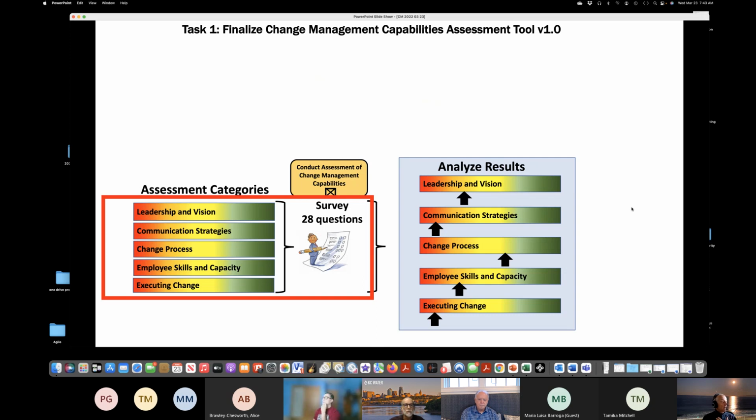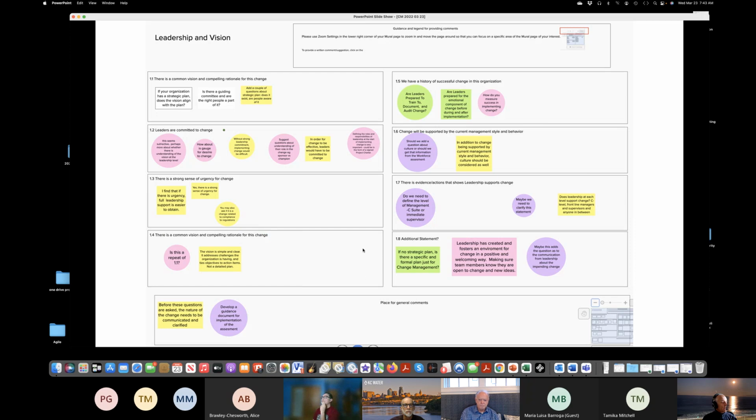And how are we going about this? We put together several pages in Mural. At our previous meeting, people provided different notes on the questions that we had, and they could also make general comments, or add additional statements that we didn't include. So we're trying to get more feedback like this.